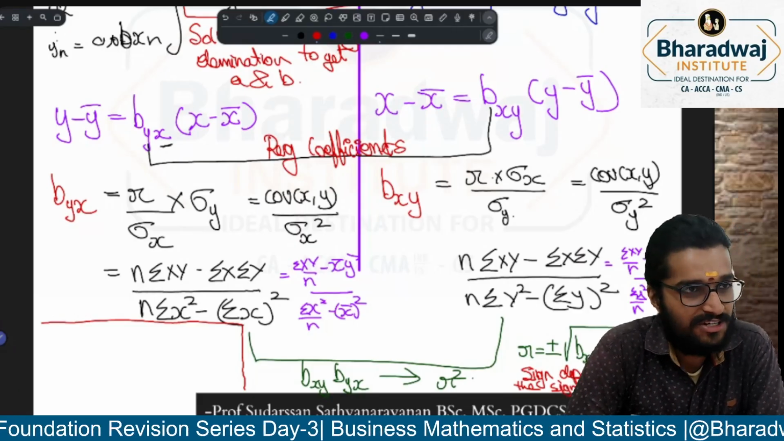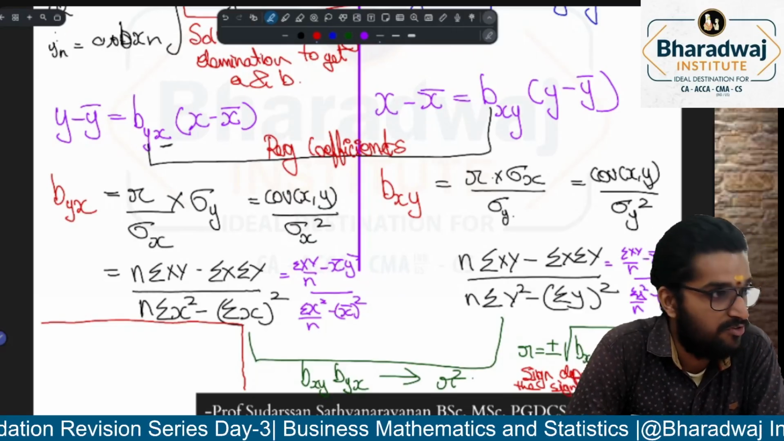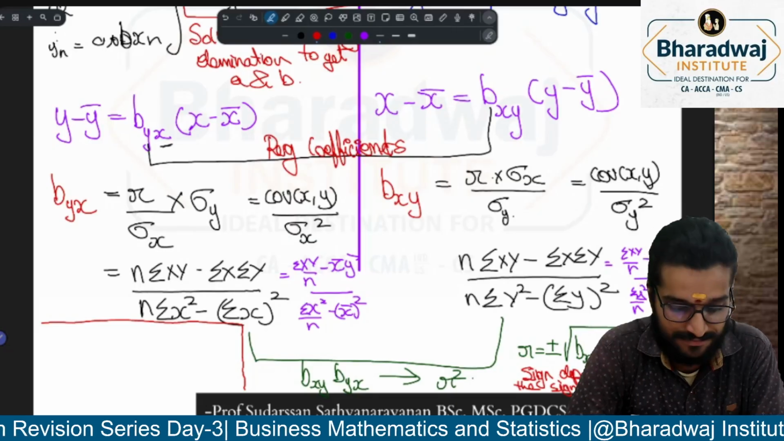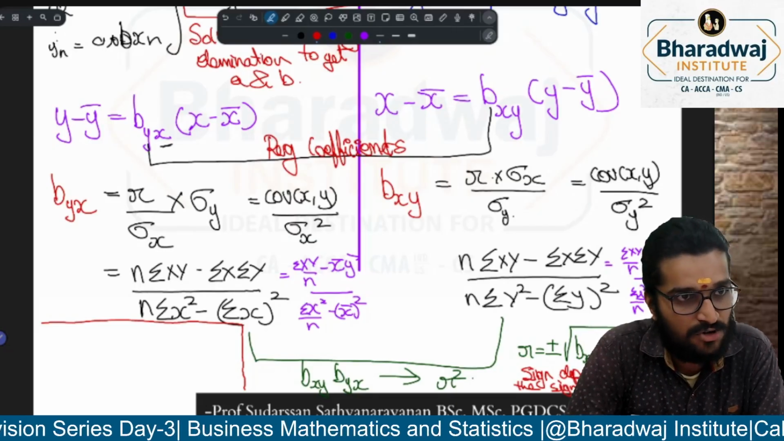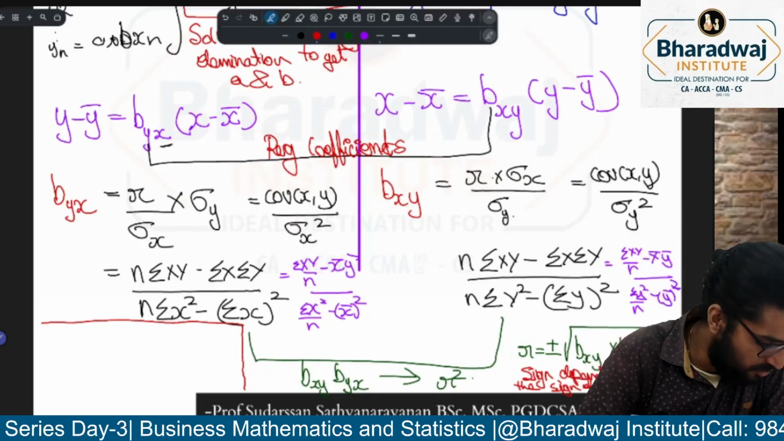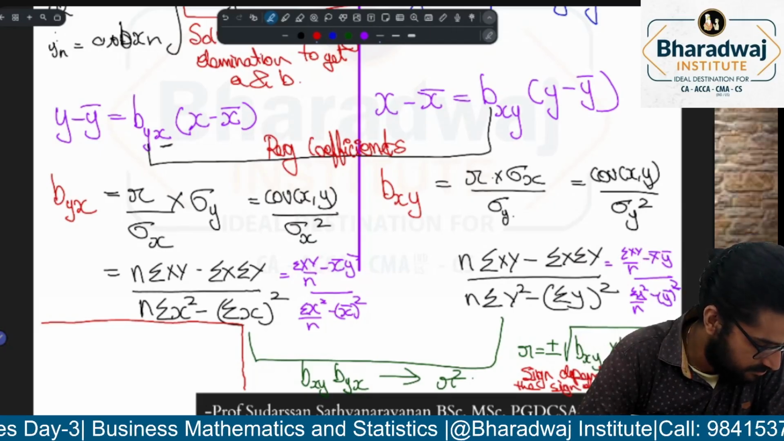So, correlation coefficient is nothing but the geometric mean of two regression coefficients.